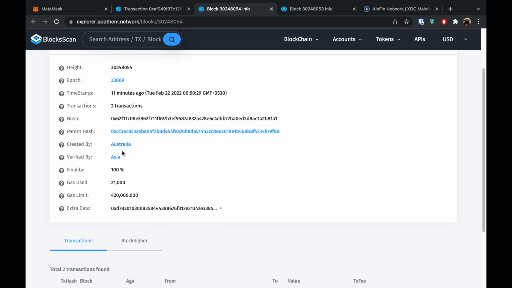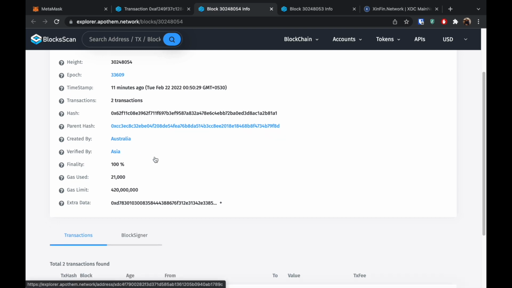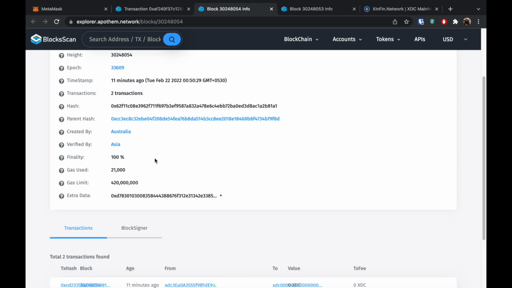Then the block here was created in Australia. It was verified by a miner in Asia. The finality is 100%, which means that there is no chance of it being reverted. So that means every transaction that went through in this particular block is 100% going to be a part of the final blockchain. Hence, there is no need to worry about whether the transaction that went through will stand or not.